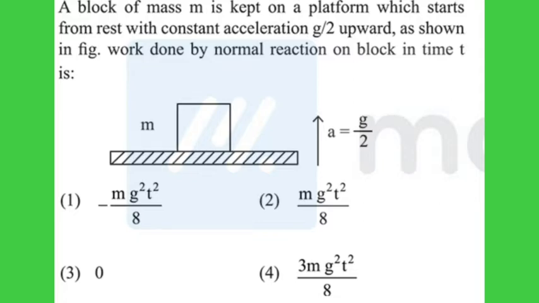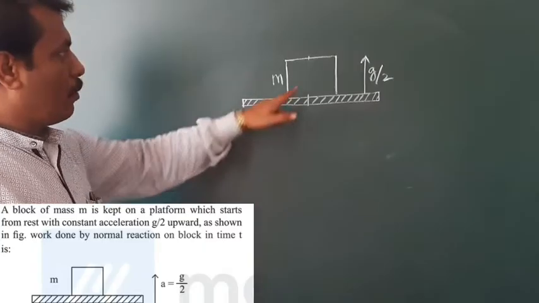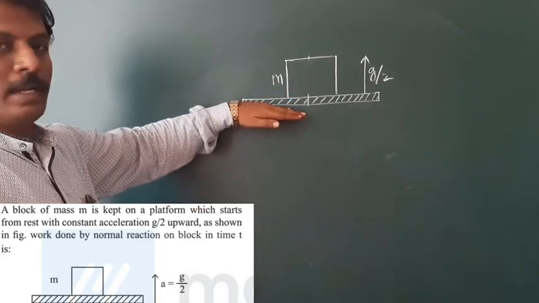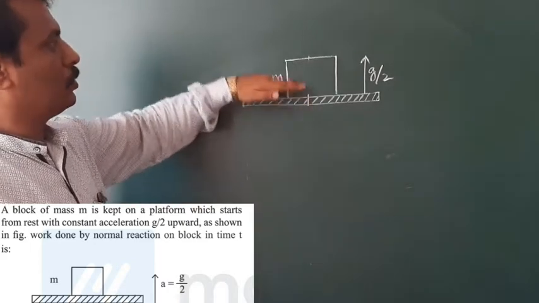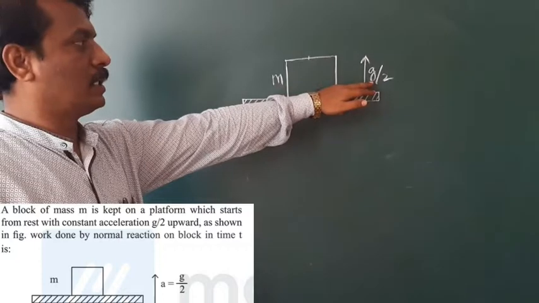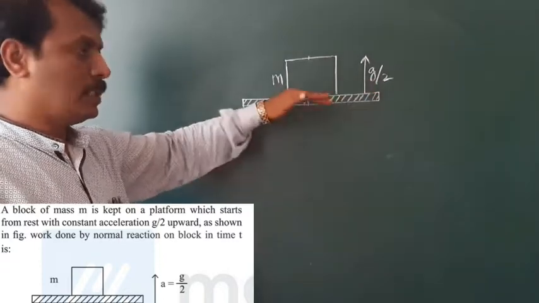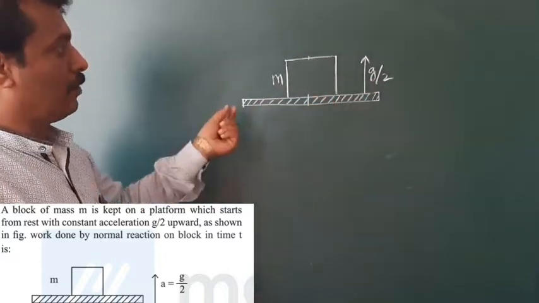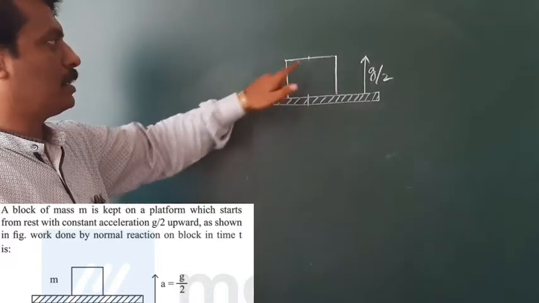Work done by the normal reaction on the block in time t is: the options are, first one, minus mg squared t squared by 8; second one, mg squared t squared by 8; third one, 0; fourth one, 3 mg squared t squared by 8. A body of mass m is kept on a platform which moves upwards with a constant acceleration g by 2 starting from rest. Then what is the work done by the normal reaction on the body?